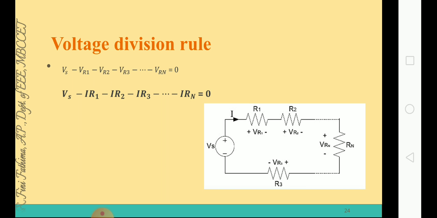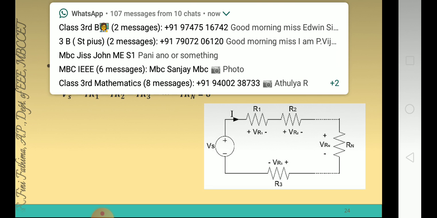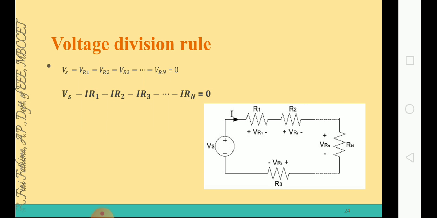And if I substitute, VR1 is the voltage drop across the resistance R1, that is V is equal to I into R. So VR1 is equal to I into R1, VR2 is equal to I into R2, VR3 is equal to I into R3, VRn is equal to I into Rn. I am substituting this in our Kirchhoff's voltage law. Then we can write my equation as Vs minus I into R1 minus I into R2 minus I into R3 minus I into Rn is equal to 0. From this we are going to find out our voltage rule.